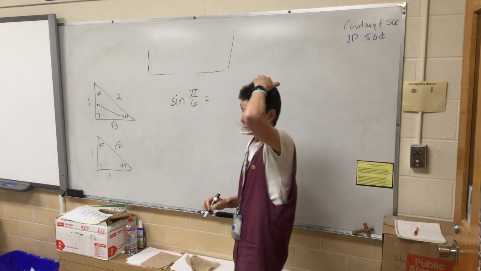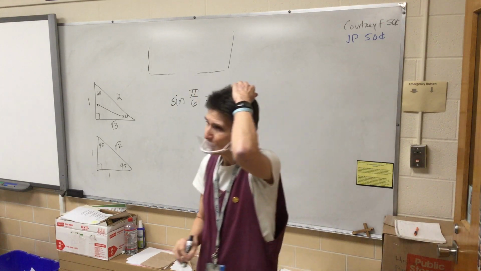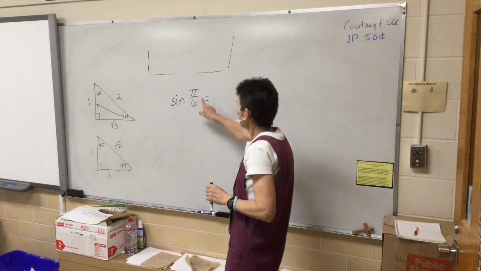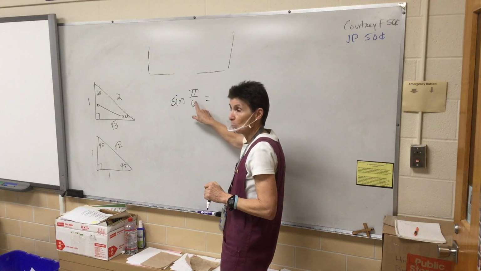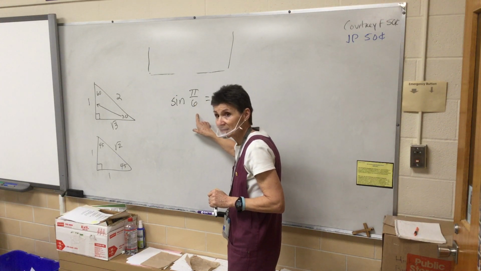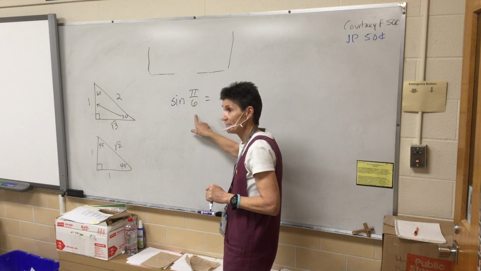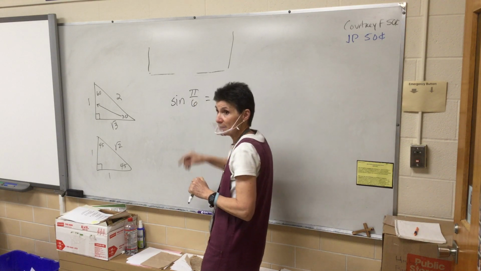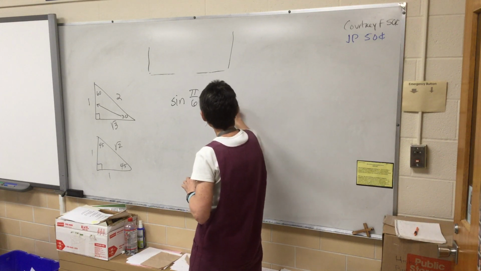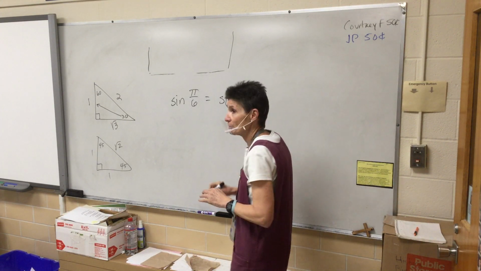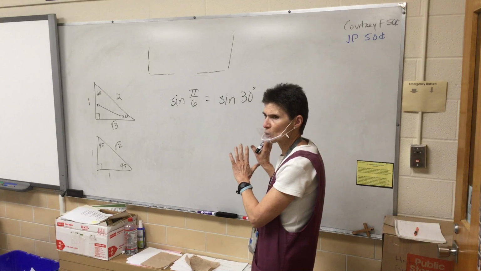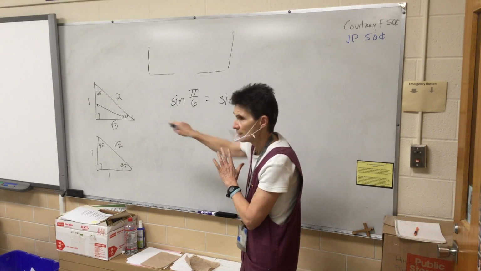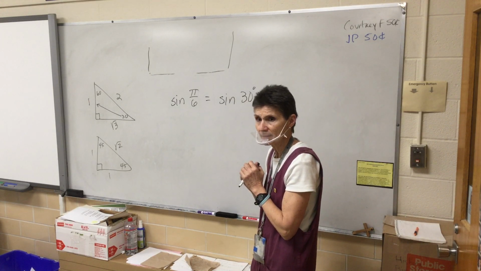Well, the first thing I want you to do, thinking about tomorrow's quiz: pi over 6 is 180 divided by 6. And what's 180 divided by 6? 30. So we're really finding the sine of 30 degrees. Well, wait a minute. 30 degrees, that's one of our specials, right?